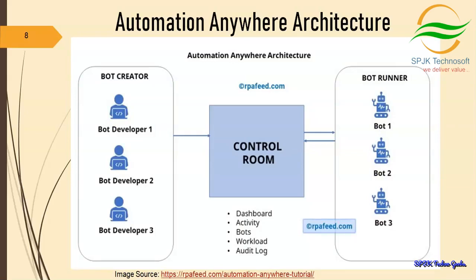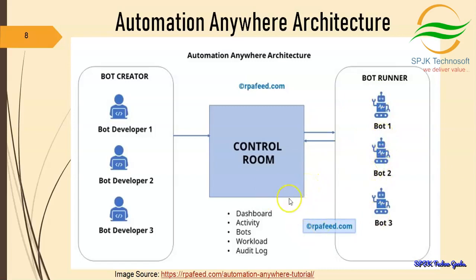CR stands for control room. In the diagram, you can see the control room consists of dashboard, activity, bots, workload, audit log. So what does the dashboard consist of? Dashboard is a single view to monitor all the bots' operations.